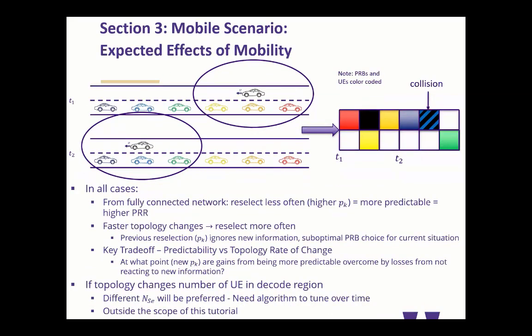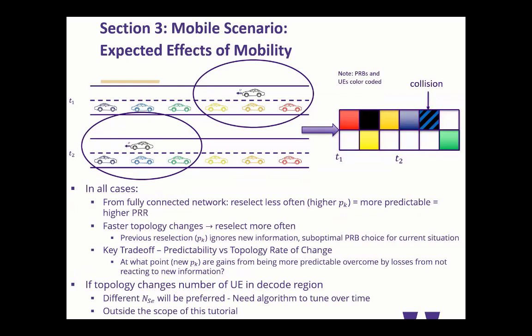So what do we expect to happen now? In terms of NSE, the trends should be identical. At low UE densities, a higher NSE will maximize PRR, while at higher UE densities, lower NSEs maximize PRR. This type of behavior would benefit from an algorithm to tune it during runtime, but that's outside of the scope of this tutorial. PK is a more interesting parameter for mobility.